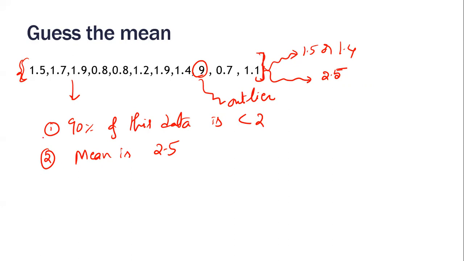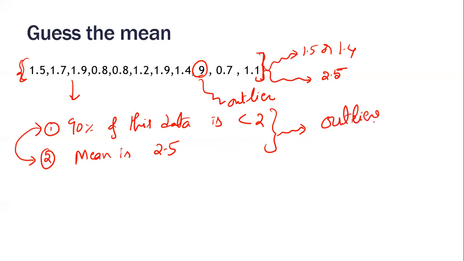On one side, I'm saying 90% of the data is less than 2. On the other side, I'm saying the mean is 2.5. Don't you think these two statements are contradictory? Yes, sir. Why did this contradiction happen? What is the reason? Because of outliers.